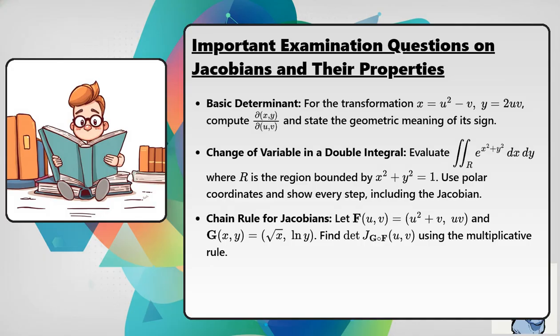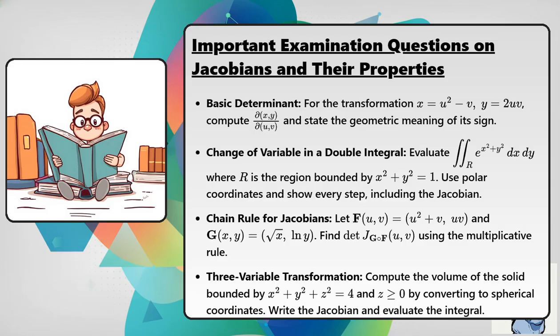Chain rule for Jacobians. Let F of u, v equals (u squared plus v, uv), and G of x, y equals (square root of x, natural log y). Find determinant J sub G. Compose F of u, v using the multiplicative rule. Variable transformation: compute the volume of the solid bounded by x squared plus y squared plus z squared equals 4 and z greater than or equal to 0 by converting to spherical coordinates. Write the Jacobian and evaluate the integral.